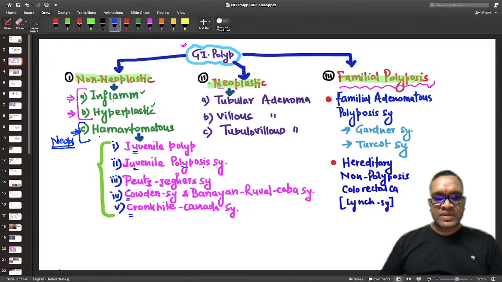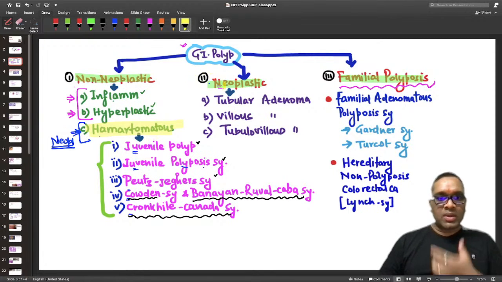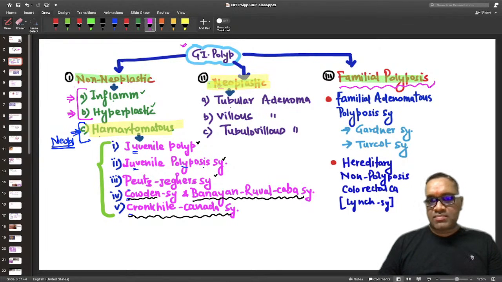Hamartomatous polyp, what are the examples we have to remember? In hamartomatous polyp, we have to remember, as I said, juvenile polyp, juvenile polyposis syndrome, Peutz-Jeghers syndrome, Cowden syndrome, remember Cowden syndrome, and Bannayan syndrome. And last is the Cronkhite-Canada syndrome. So these are all hamartomatous. Please remember, in hamartomatous we have all these five names: juvenile polyposis, juvenile polyp, Peutz-Jeghers, Cowden, Bannayan and Cronkhite-Canada syndrome. When we talk about neoplastic, we are going to discuss 3 important ones, right?